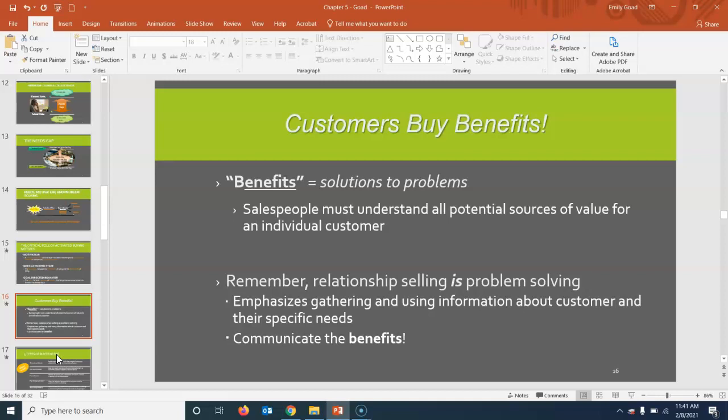So when we're in the sales process in a few weeks, the key thing to remember is that we need to uncover needs. We need to understand the potential sources of value of our product or service. And we need to figure out how we match up a need with what we can offer in terms of how our product or service can help that customer fulfill their need, solve their problem.